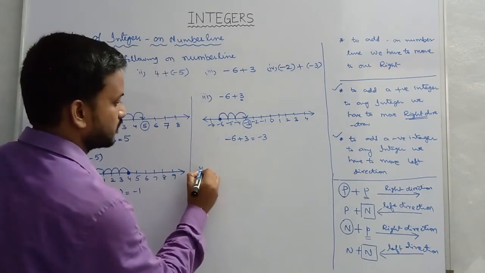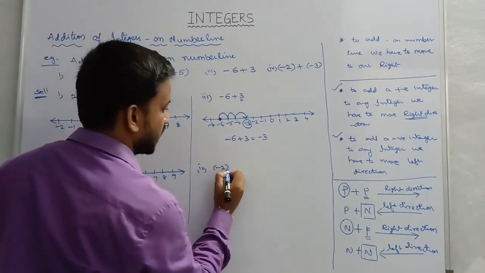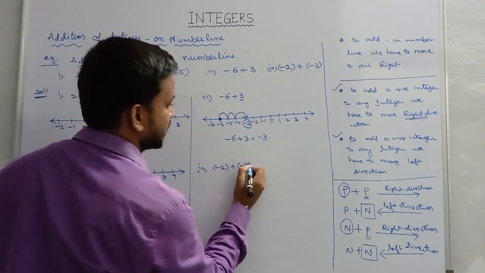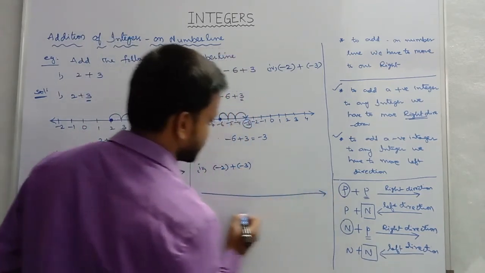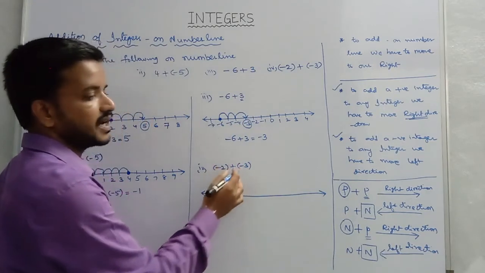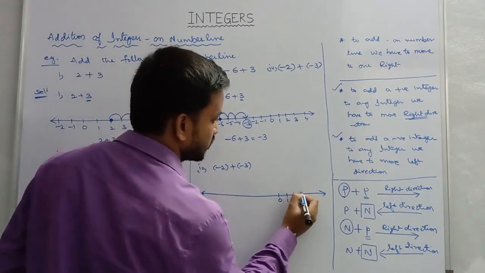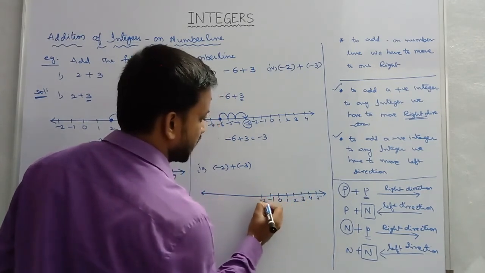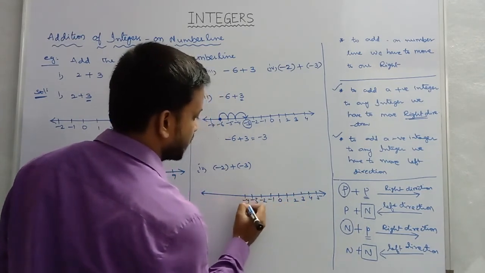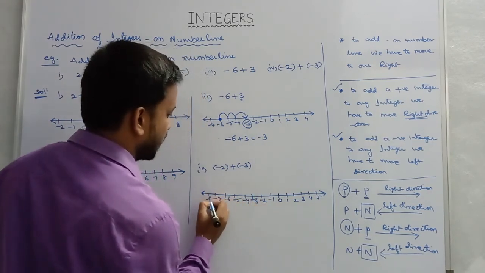Now the fourth problem. So what is the fourth problem? It is minus 2 plus minus 3. So in this we have two negatives, isn't it? Two integers are negatives. So 1, 2, 3, 4, 5, minus 1, minus 2, minus 3, minus 4, minus 5, minus 6, minus 7 and minus 8.